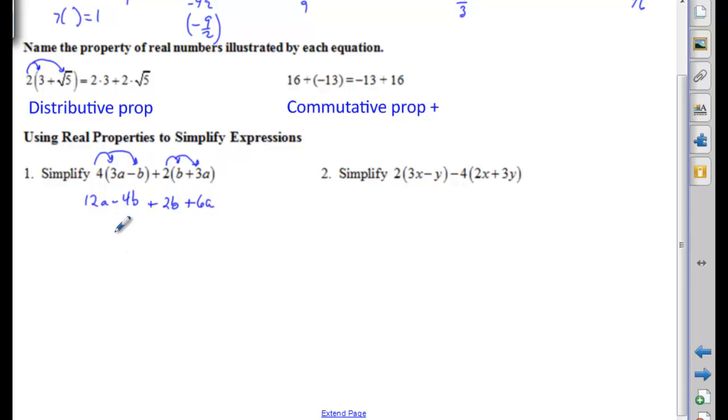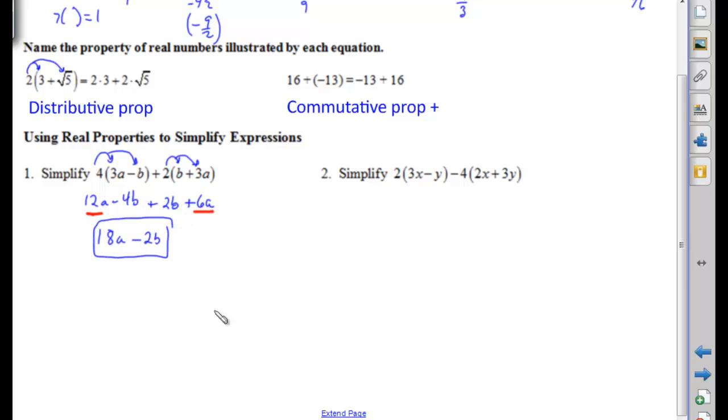Now, combine like terms, just because we want to simplify it as far as we can go. If you notice, we have a 12a and a 6a, and then we have a negative 4b and a 2b. So we can combine these. 12a plus 6a gives us 18a. And then we have minus 4 plus 2, which is minus 2b.